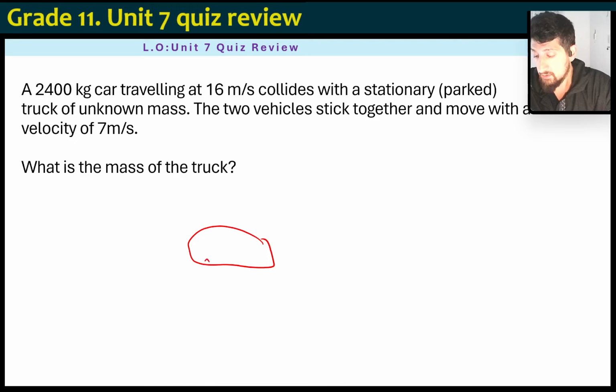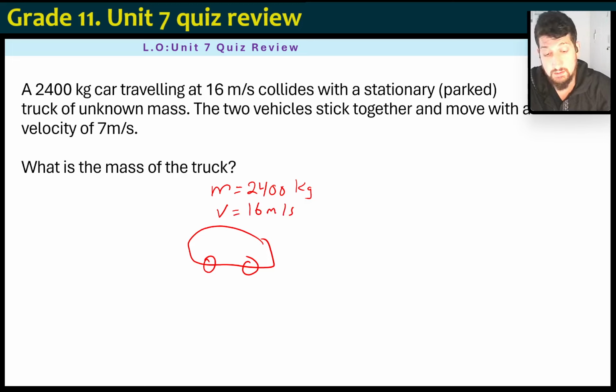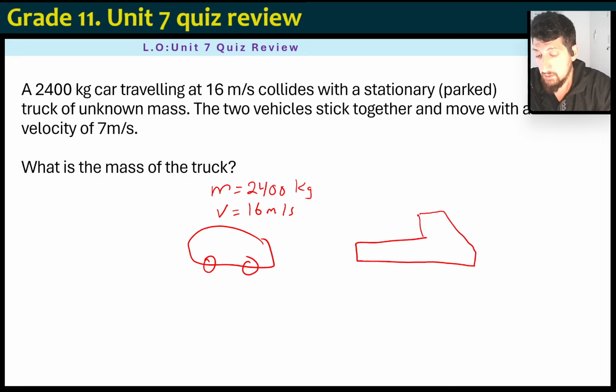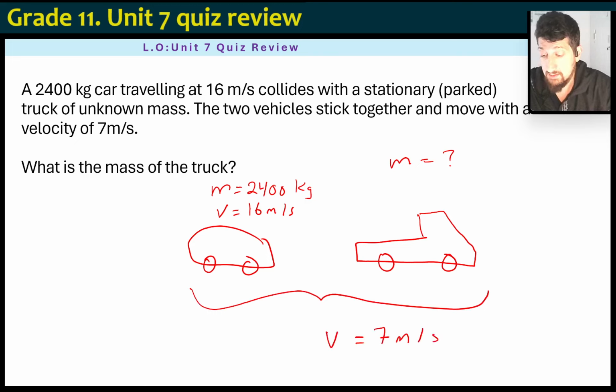We've got a car. The car has a mass of 2,400 kilograms and the speed of 16 meters per second. And it crashes into a truck. And the truck has a mass of, well, we don't know. We don't know the mass of the truck. But what we know is that both of them together afterwards were moving with a speed of 7 meters per second. So what we're trying to work out is the mass of the truck.